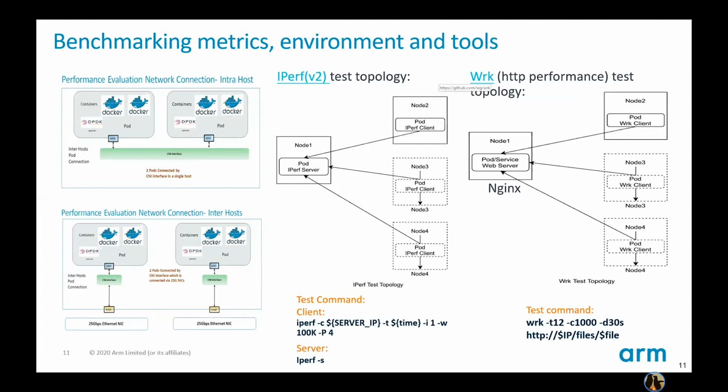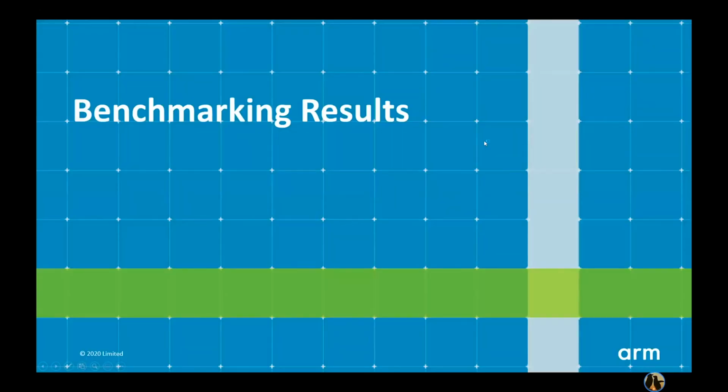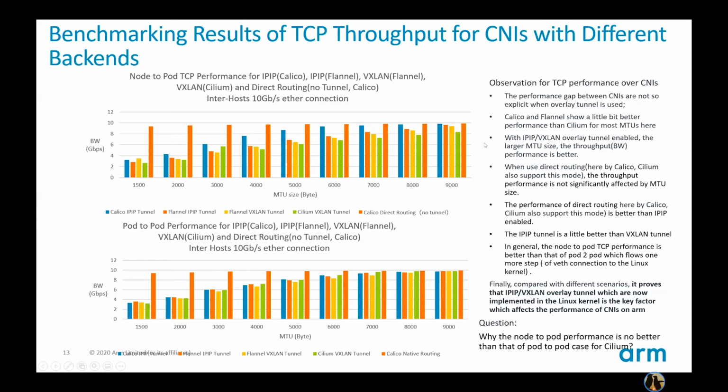For wrk, we use two types of tests. The first one is we run wrk on the host, from another host. The second one, we run wrk in a single pod. So there are two cases here. This page also gives the connections between pod to pod, for the inter-host and intra-host cases. We would like to present the benchmarking results of TCP throughput for the CNIs with different backends.